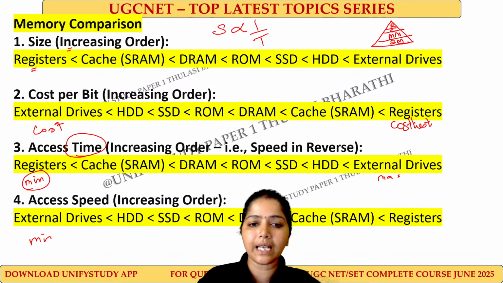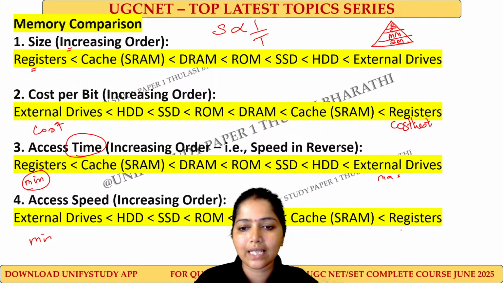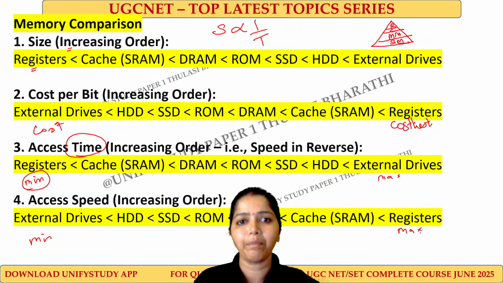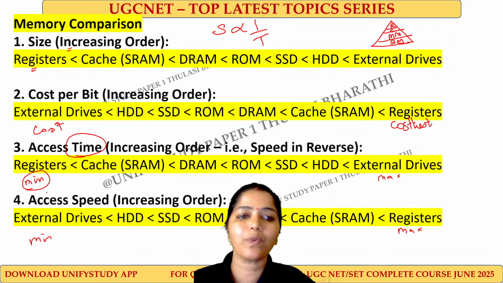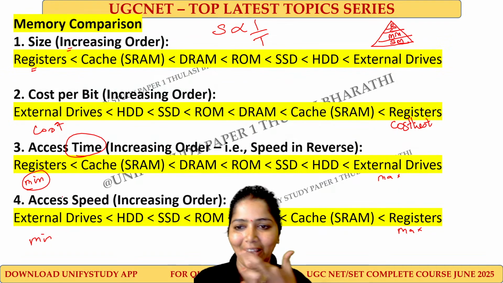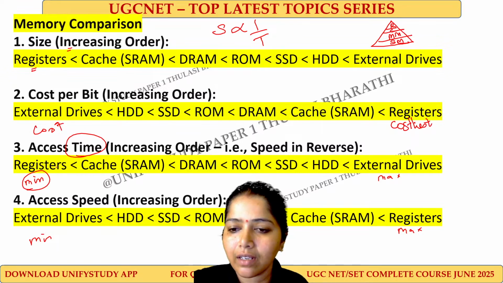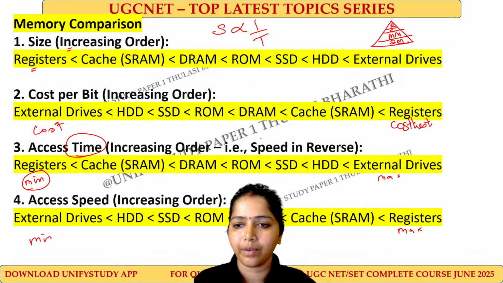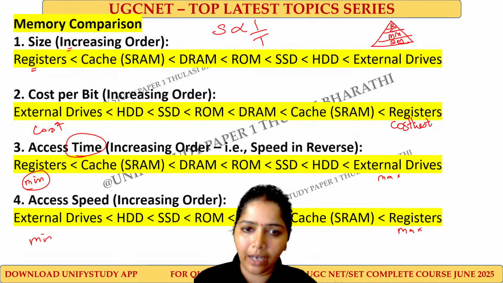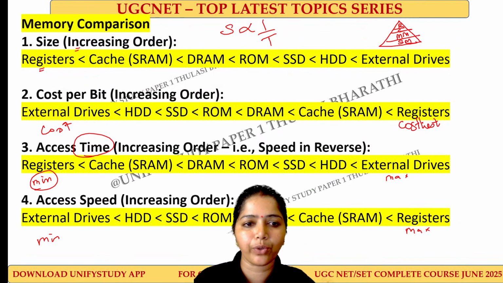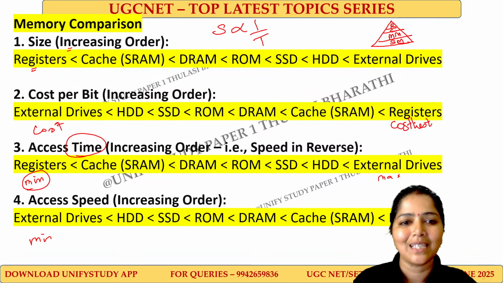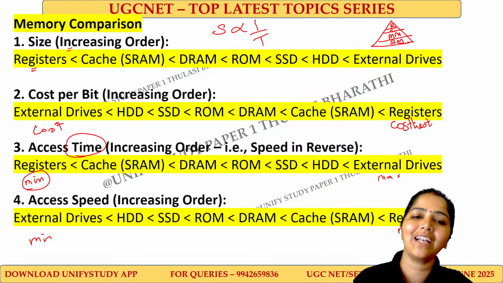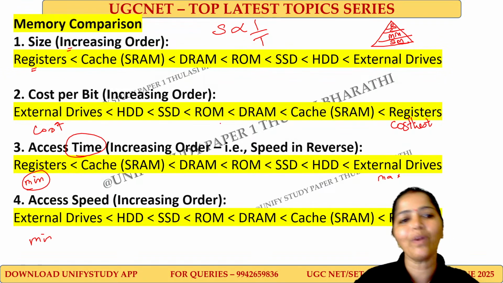Yes. See here, in case of registers, it is said to be maximum speed. Maximum speed means what? With lesser time it can reach. So see, that's why the time is lesser here. Am I clear, learners? Yes, right? Clear? These are the important terms that you have to remember in terms of cost, speed, time and size.